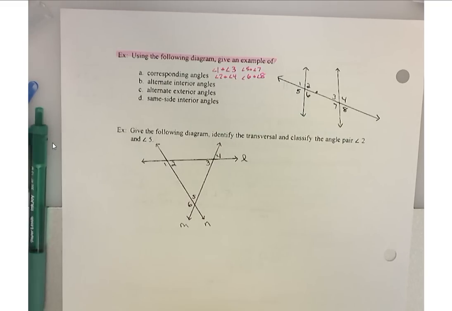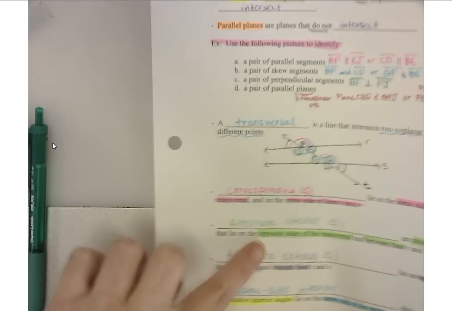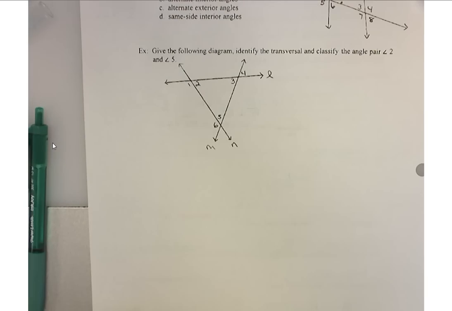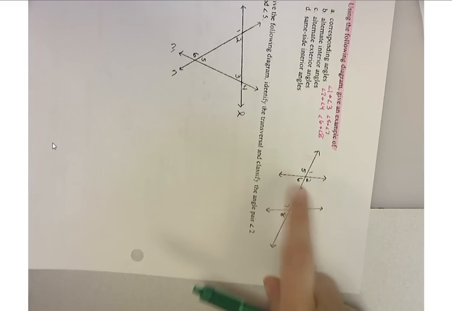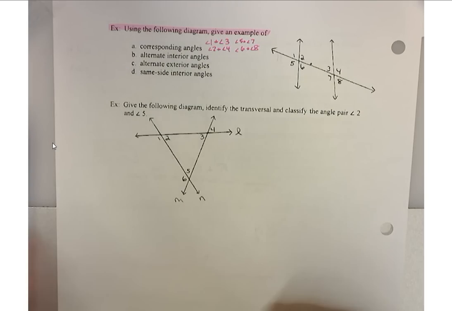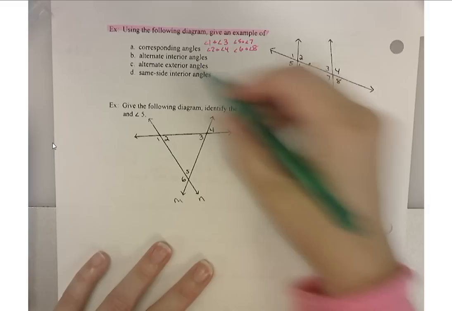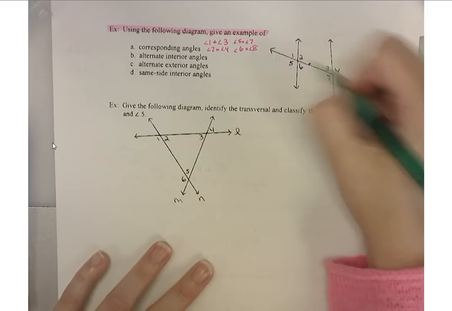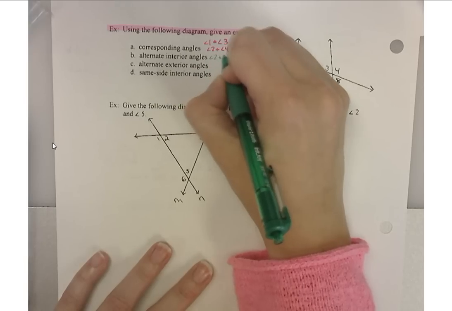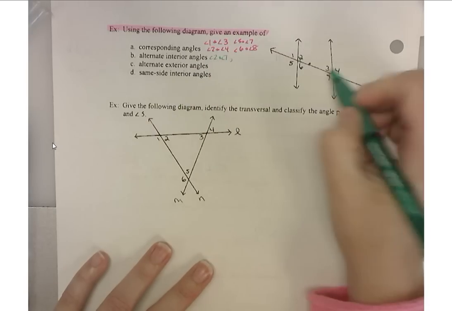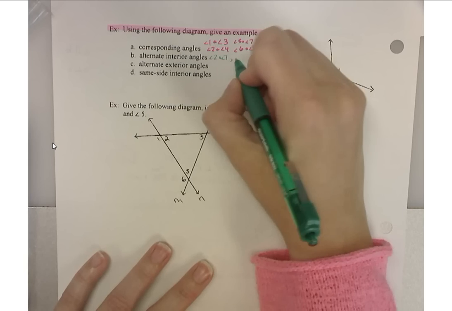The alternate interior, they have to be on opposite sides. They're non-adjacent. So alternate interior angles. This picture is similar to the one we had before, except instead of the lines being horizontal, they're more vertical. So that's why it's important to understand those rules. The alternate interior have to be inside these two lines. So 2 and 7 would be an example. Or you could have 3 and 6.